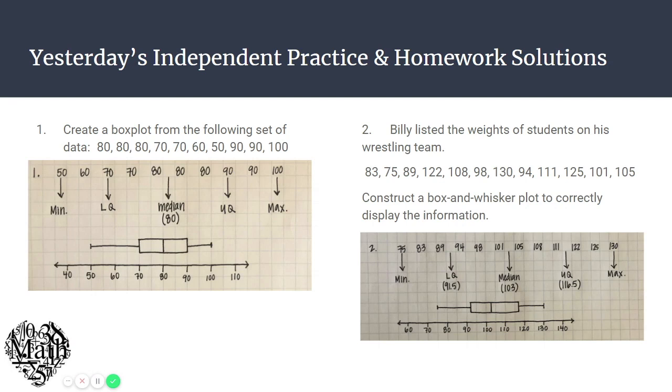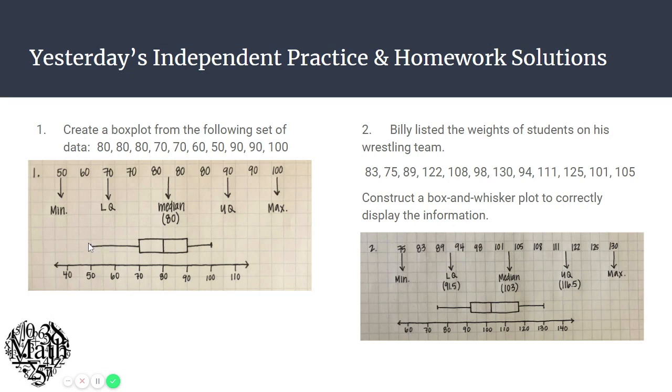First, let's review the homework solutions from yesterday. So problem number 1, you needed to create that box and whisker plot. So first you put the numbers in order from least to greatest, also called ascending order. You would have found that the minimum was 50, the lower quartile 70, the median was 80, the upper quartile was 90, and the maximum or the upper extreme was 100.